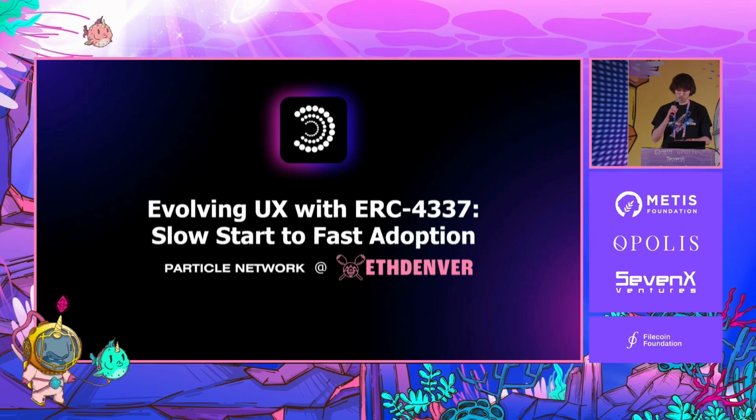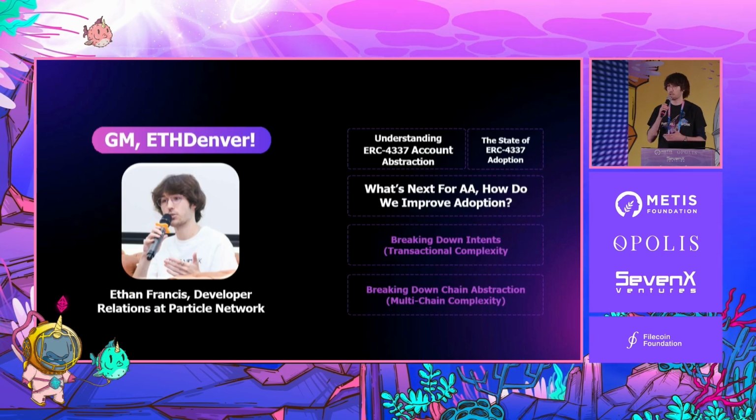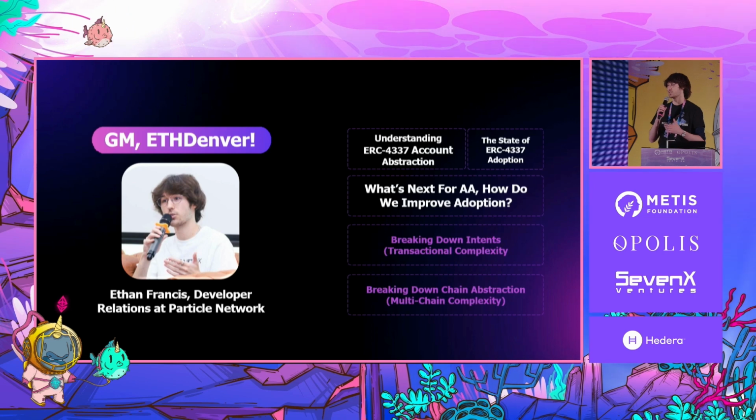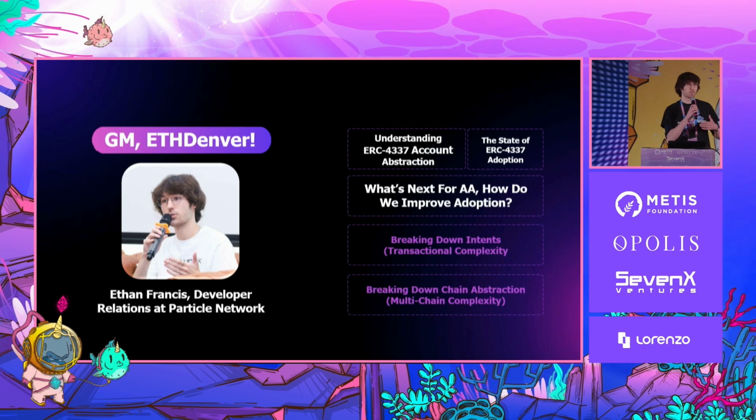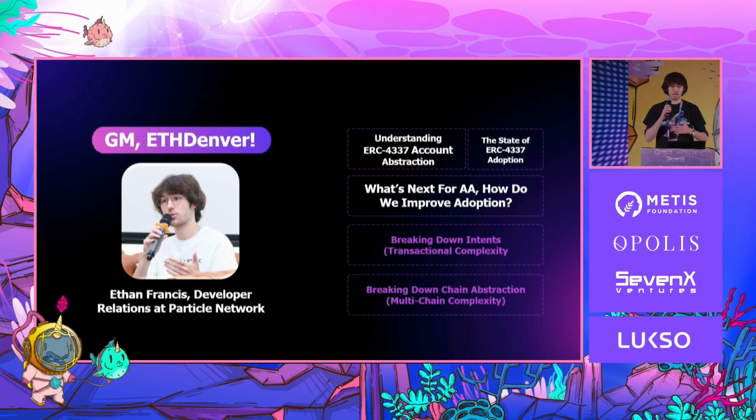So we're going to go through this with a specific agenda. We're going to start by first defining what ERC-4337 account abstraction is. What does it mean for user experience? How does it actually impact applications and the possibilities within it? From there, we're going to go into the state of account abstraction through ERC-4337. So to what degree has it been adopted? How many user operations have been executed, and so on.